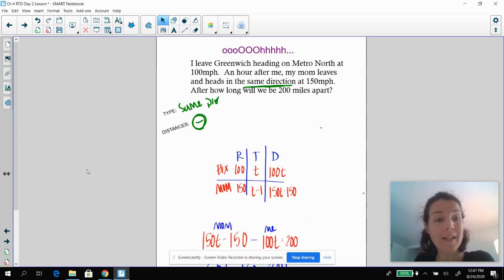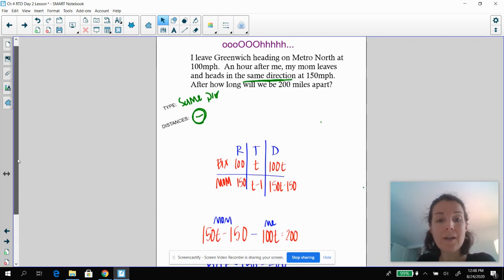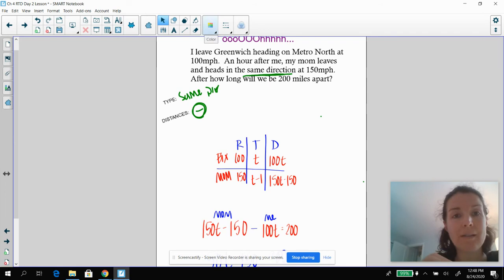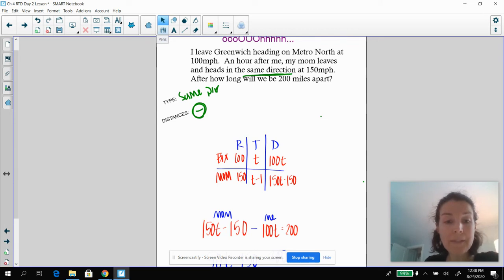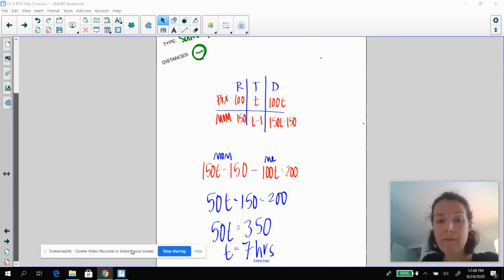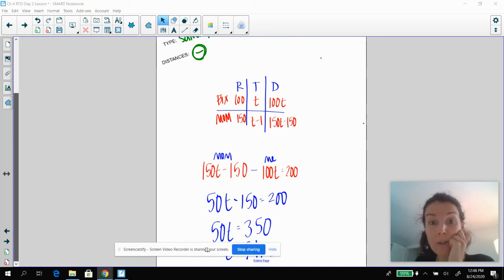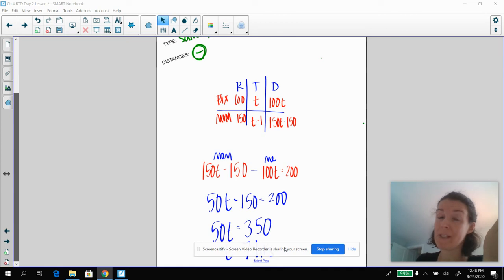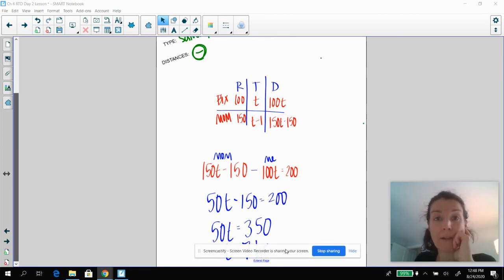And then the equation that you're going to set up looks like this. Here is my mom's distance. Remember, for same direction, you're going to be subtracting the distances. So my mom's distance is 150t minus 150, and mine is that 100t. So you're going to subtract them and then set them equal to 200. And then here's what you should have: 150t minus 150, and then t equals 7 hours. So after I've been traveling for 7 hours, my mom's been traveling for 6 hours, we are then going to be 200 miles apart.